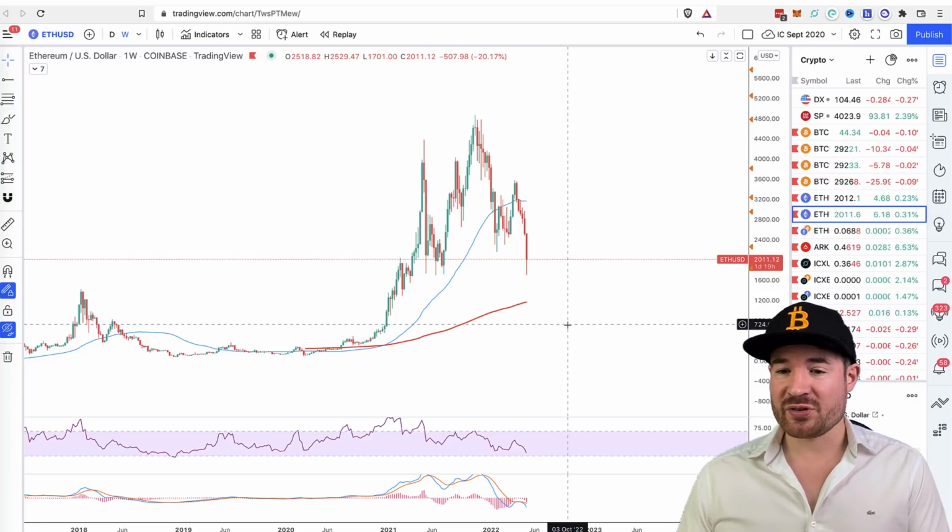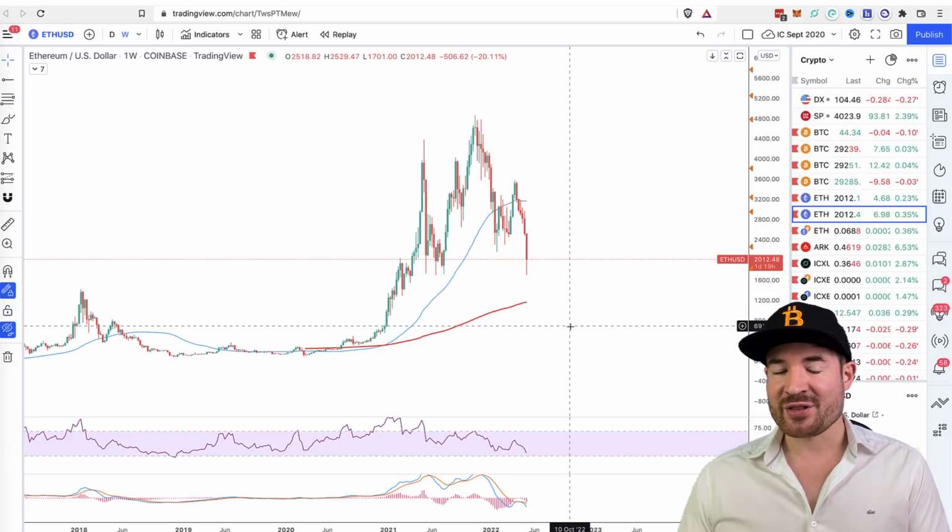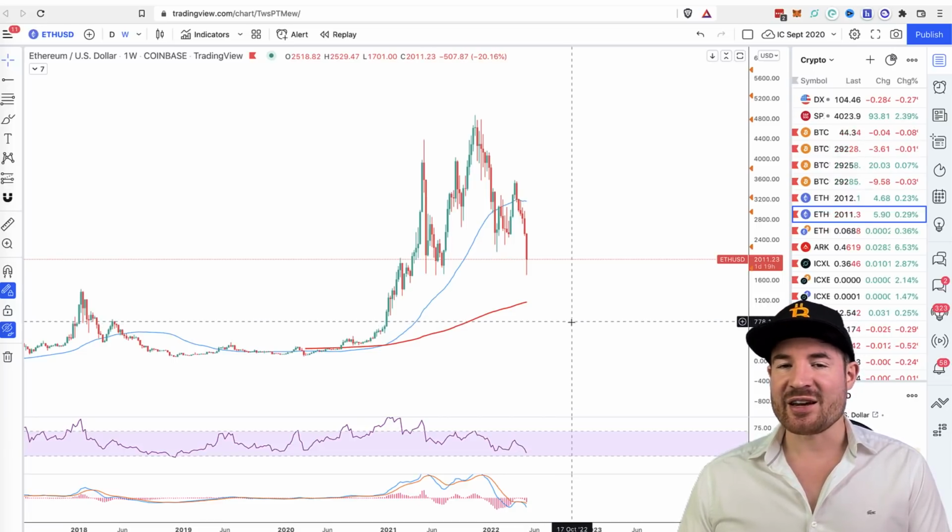You can't force positions in these markets. The trend is the trend. The trend is your friend until the end, and then a new trend starts.